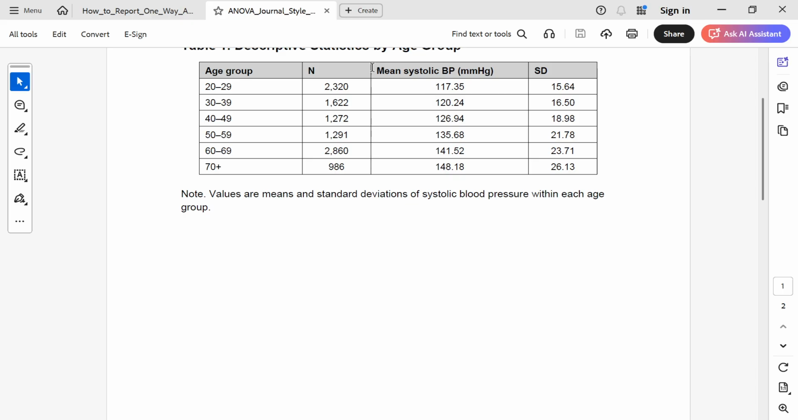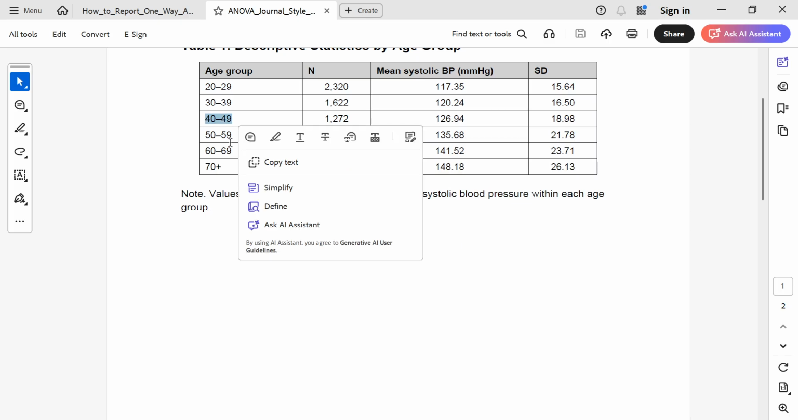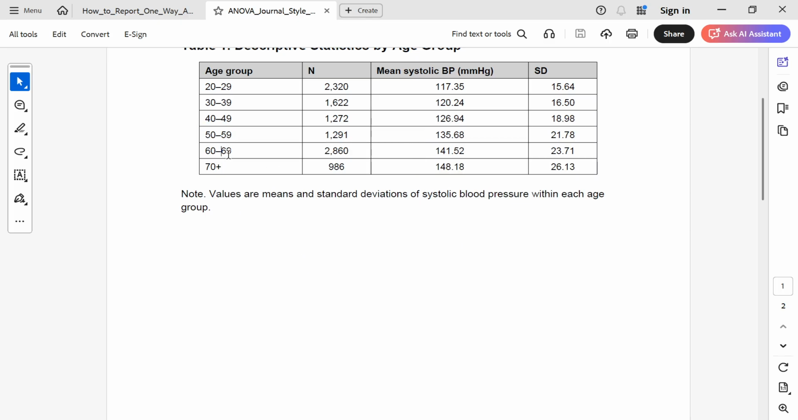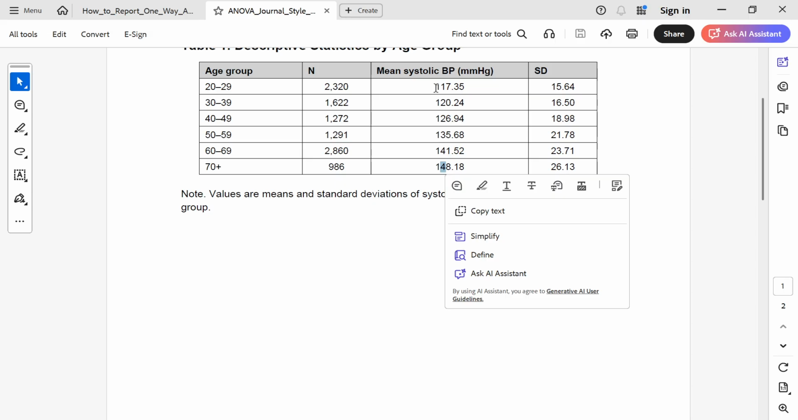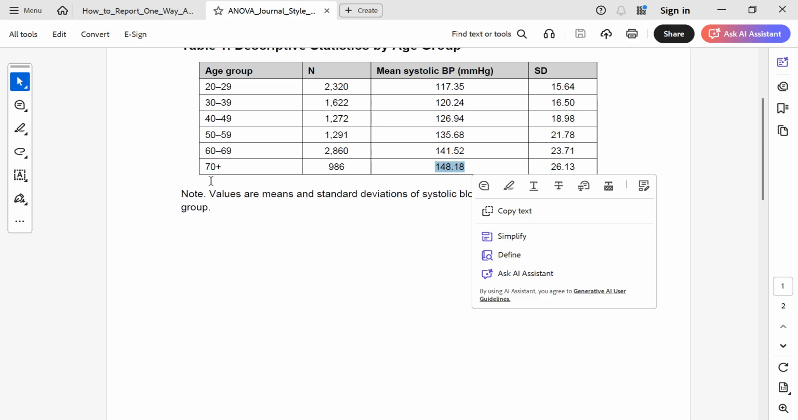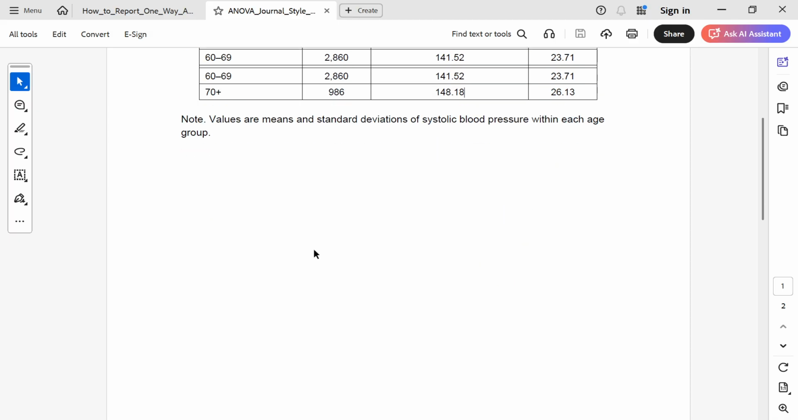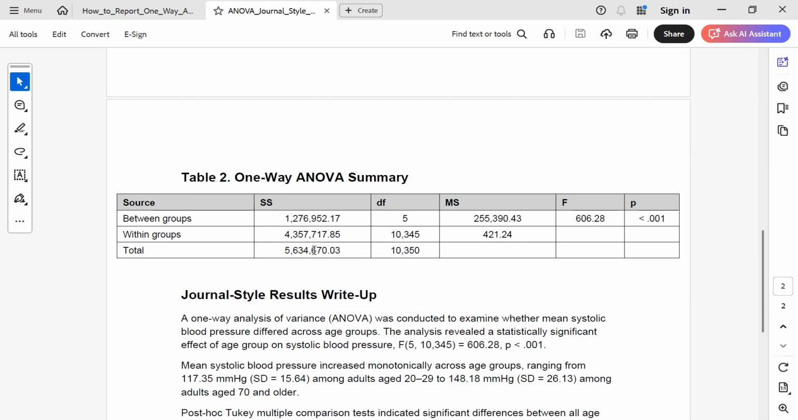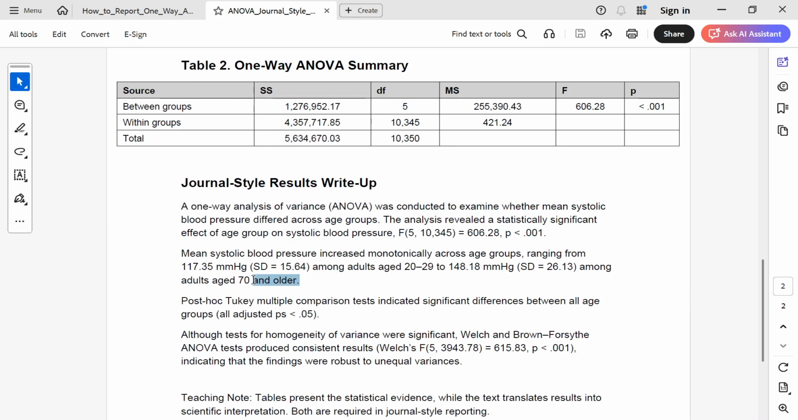So if you can see, mean systolic blood pressure increases as the age group increases, right? So 117 for 20 to 29, and 148 for 70 plus people. So this sentence represents the descriptive statistics table.